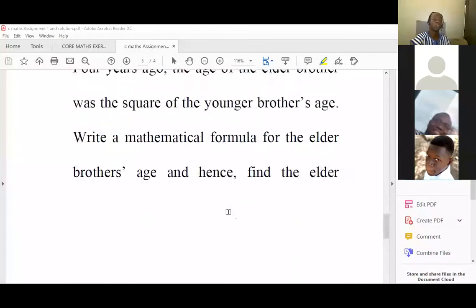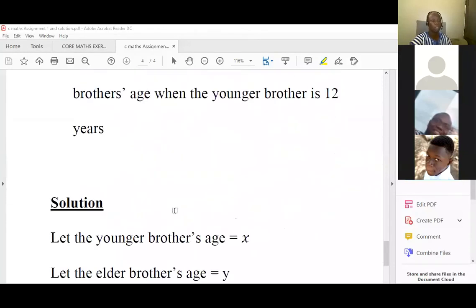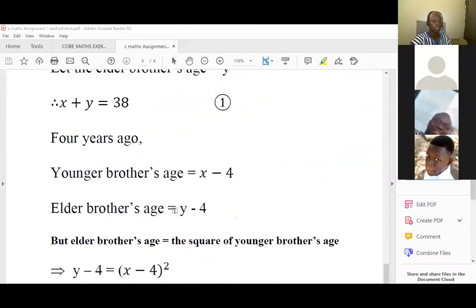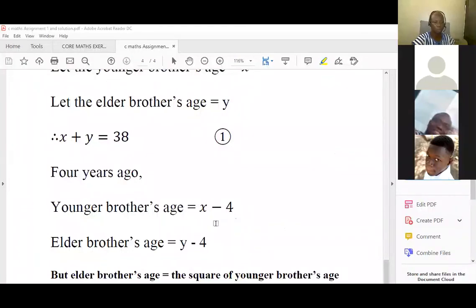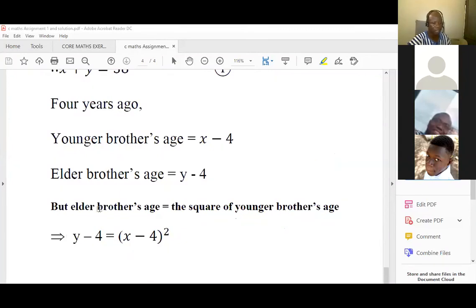And the question continues that 4 years ago, the age of the elder brother was the square of the younger brother's age, which means that if you square the younger brother's age 4 years ago, that will give you exactly the elder brother's age. So 4 years ago, the elder brother's age equals the square of the younger brother's age.